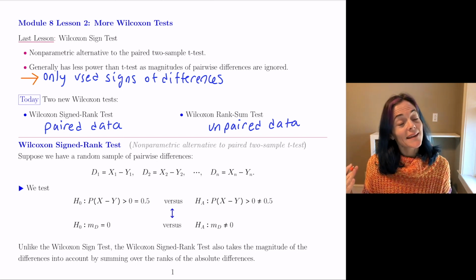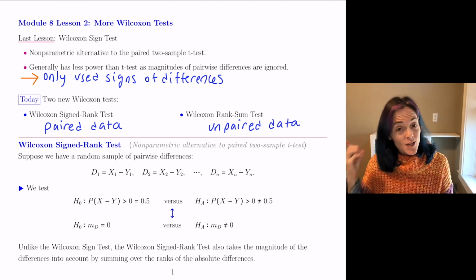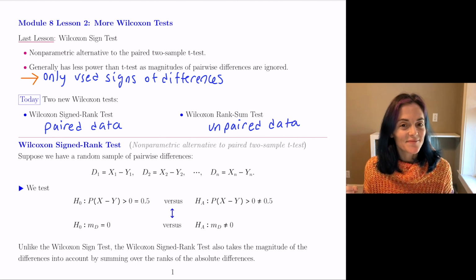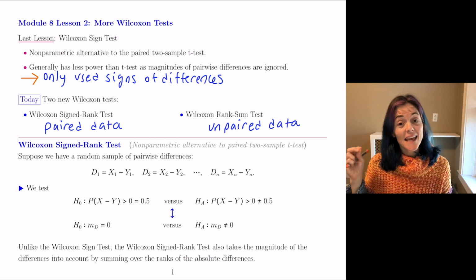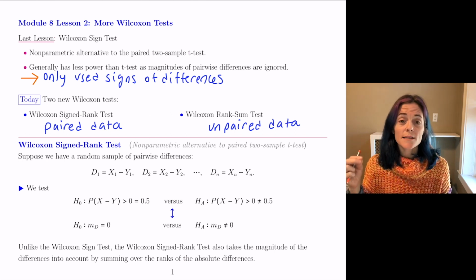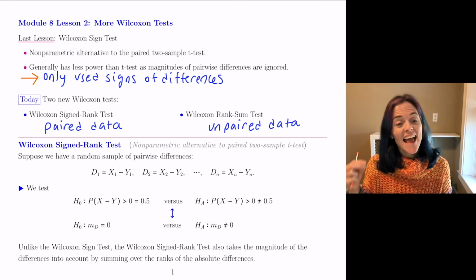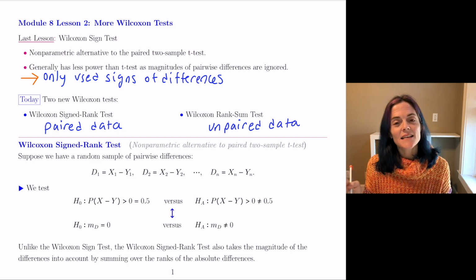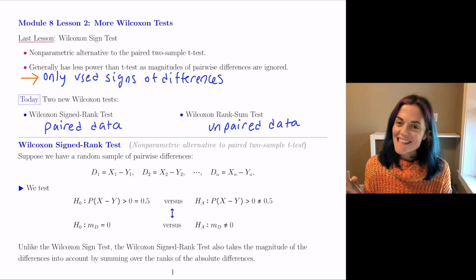Before I get into both of these tests in our short lecture, let me mention the objectives of this lesson. Number 1, select and conduct the Wilcoxon Signed-Rank Test and the Wilcoxon Rank-Sum Test. And number 2, program permutation tests in R. We did some of this in the last lesson, and we will do more in this lesson.